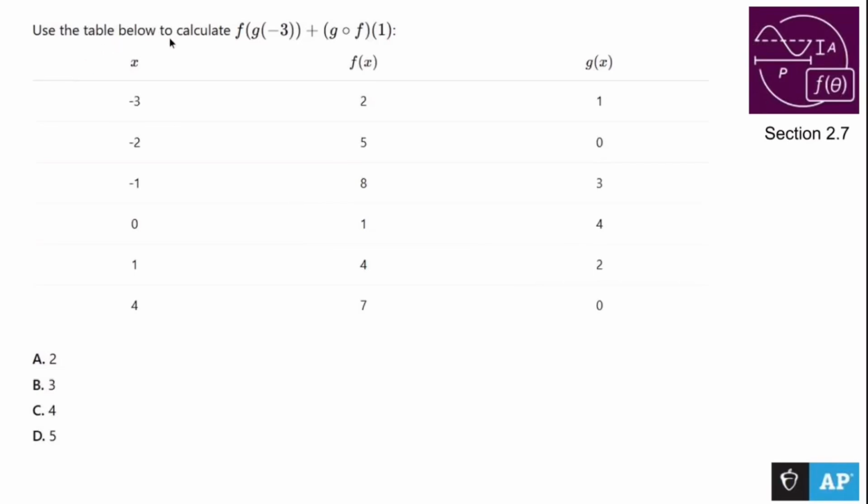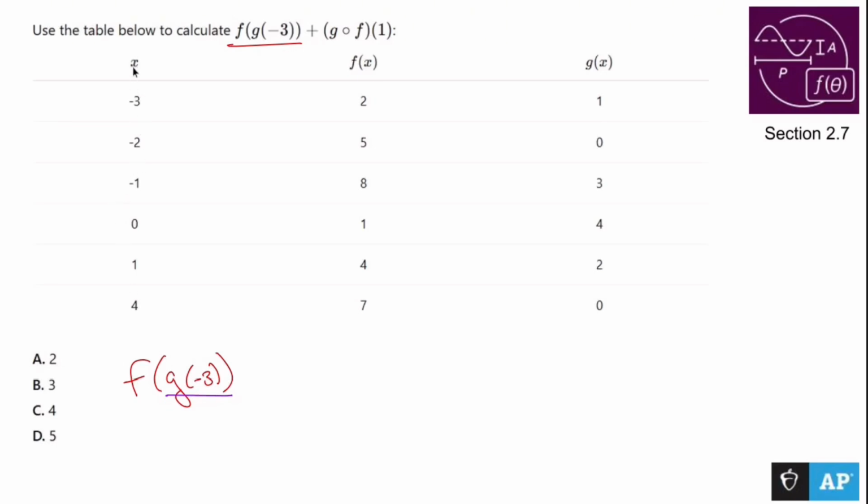Use the table below to calculate f of g of -3 plus g of f of 1. All right, let's do this guy first. Okay, f of g of -3. Do the inside part first, the g of -3.